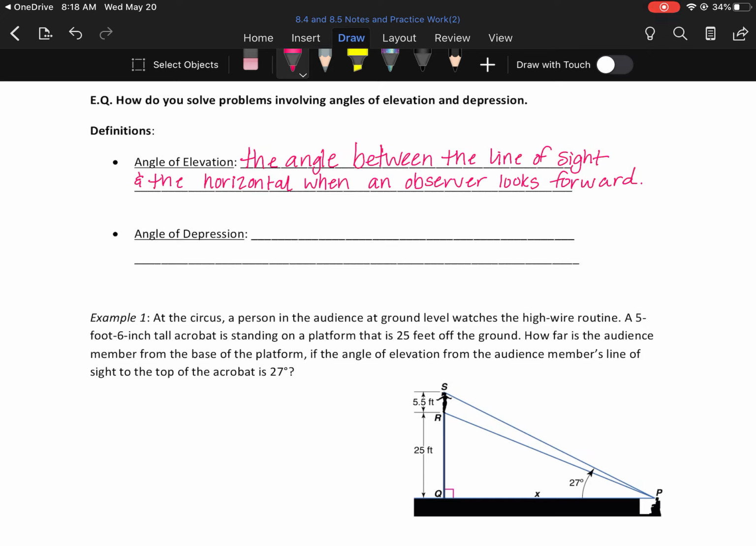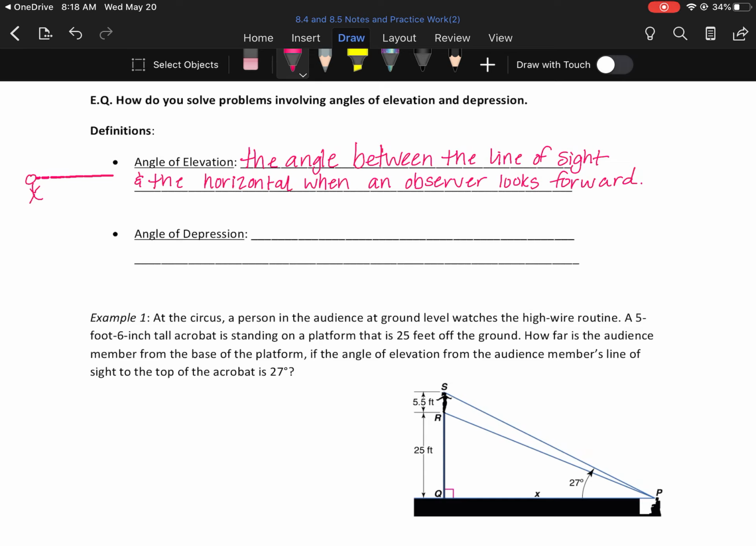All right, so when an observer, that means you. So I'm going to draw a little person here. It's my happy little stick figure. So it says the angle between the line of sight and the horizontal. So our horizontal is when we are looking straight across. That's where your line of sight is, that horizontal. Now if we were looking straight at the horizontal.